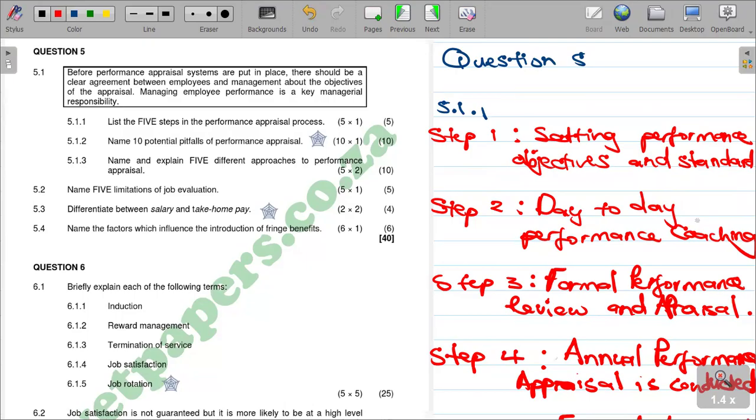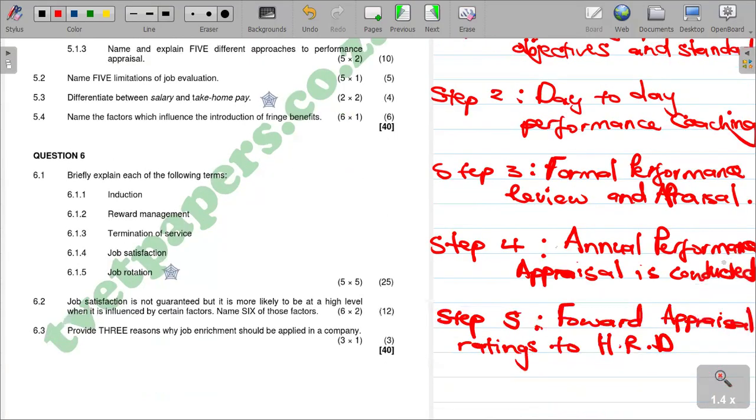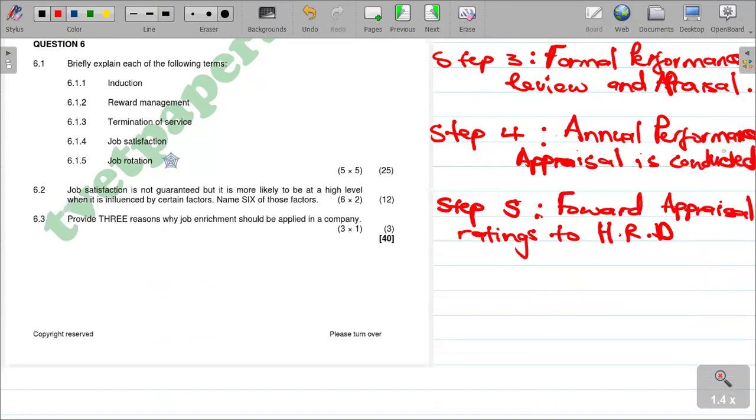Setting performance objectives and standards, and then after that, there will be day-to-day performance coaching whereby people will be coached whilst they are doing their job, and then there will be formal performance review and appraisal, and then the annual performance appraisal, and lastly, the appraisal ratings will be submitted to the Human Resource Department.